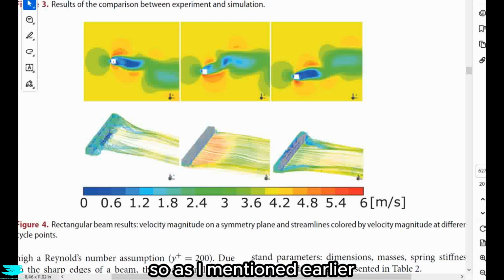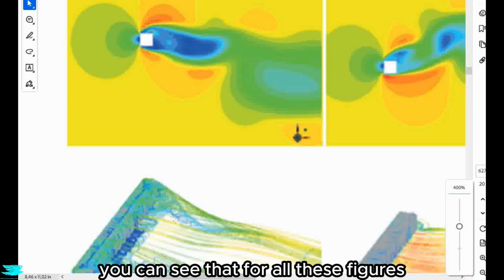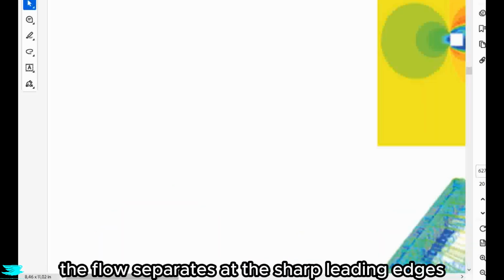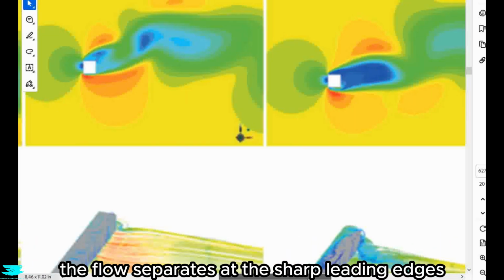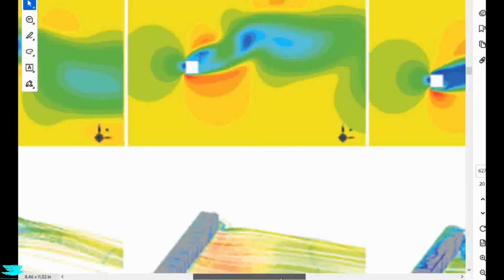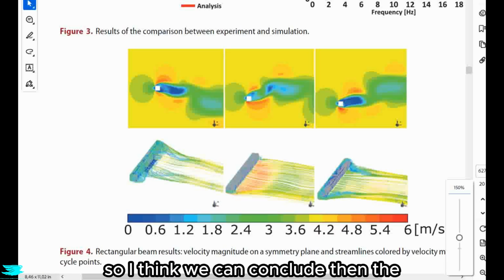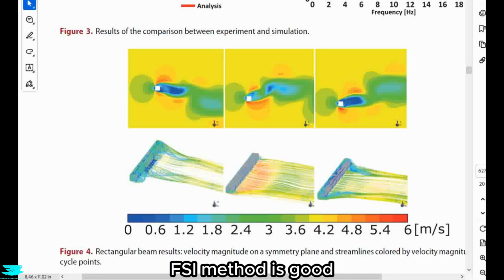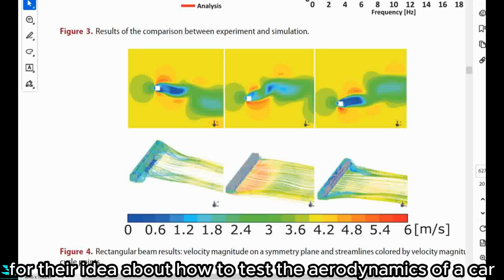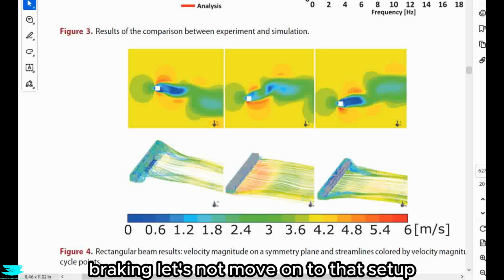So as I mentioned earlier, if you zoom in here, you can see that for all these figures, the flow separates at the sharp leading edges, as you'd expect. And you can see that the vortex is being shed over time. So I think we can conclude that the FSI method is good for their idea about how to test the aerodynamics of a car braking. Let's now move on to that setup.